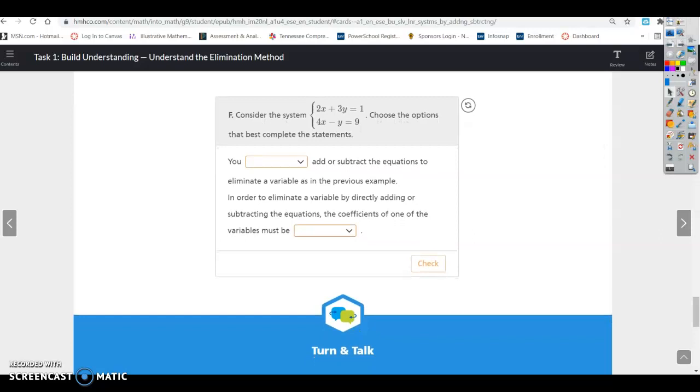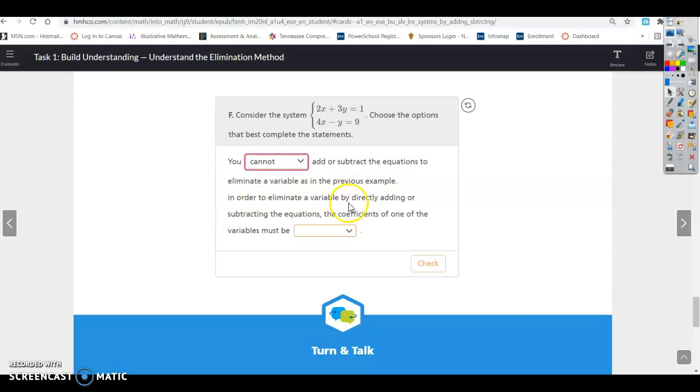All right, here's a different system. Consider the systems. Choose the option that best completes the statement. You blank, add or subtract the equations to eliminate a variable. All right, so we have 2x and 4x, 3y and y. So we cannot just add or subtract the equations. We have to multiply by something first.